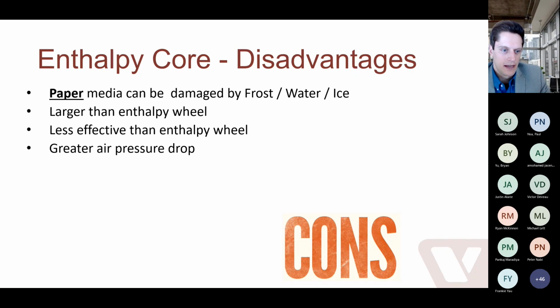The enthalpy core disadvantages is that it's bigger than a wheel. If you choose a paper media, that can be damaged by frost or water. And again, it's less effective. It also has a higher pressure drop. So there are pros and cons depending on what you pick. But those are really the two most common types of energy recovery.